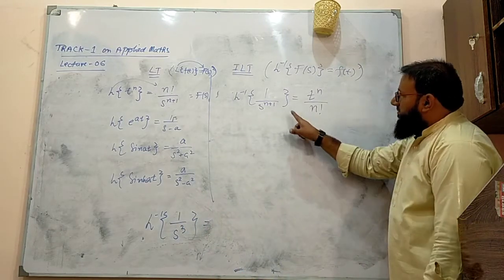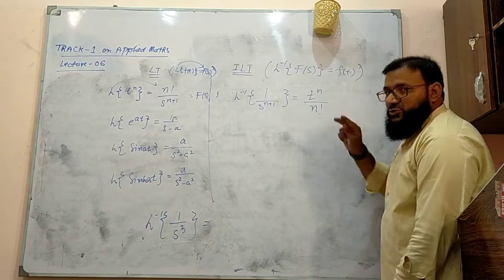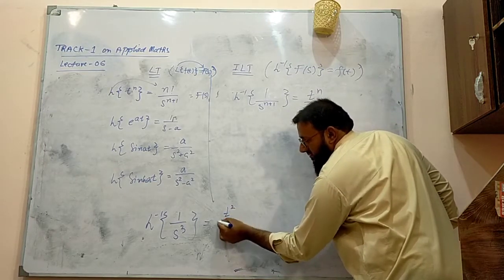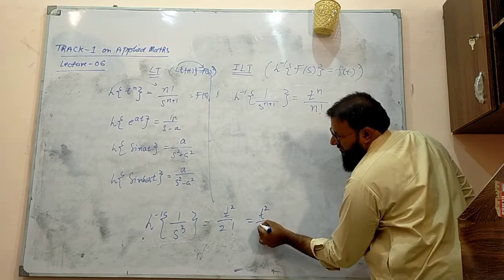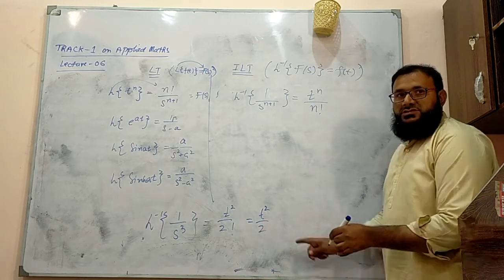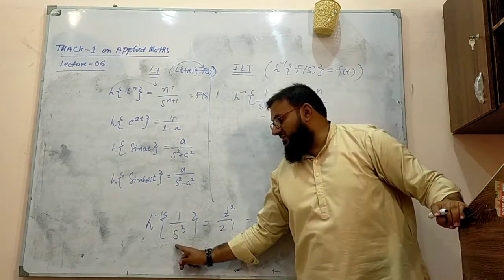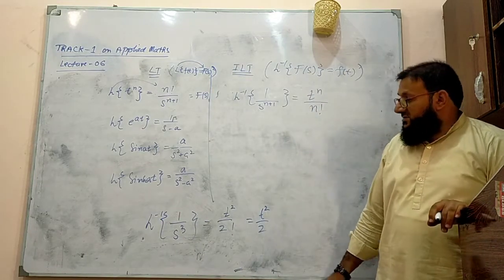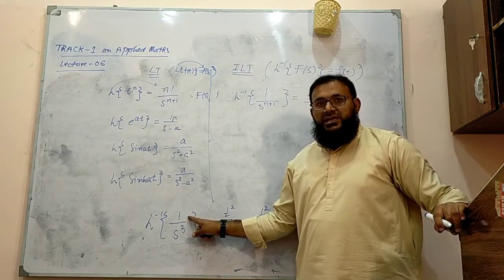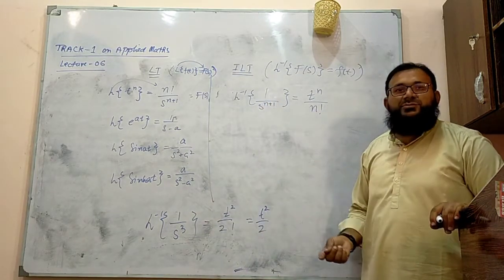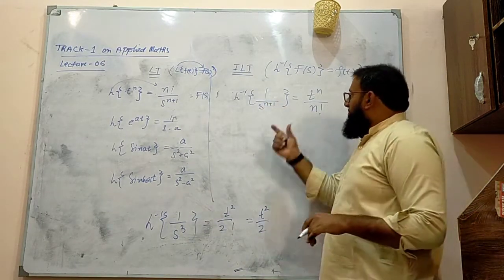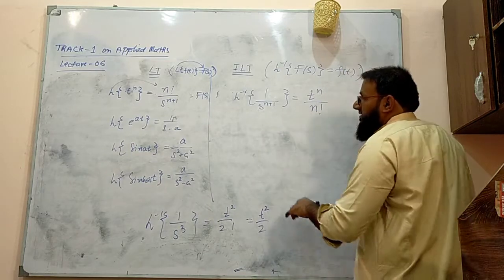So you can apply this formula. This is s cube, so you have to write here 2. So t power 2 over 2 factorial, so t square over 2. This is the answer for the inverse Laplace transform of 1 over s cube. Because the numerator will always be something like 1, and if you are exactly making the numerator n factorial, then it would be very difficult. So this formula should be kept in mind.